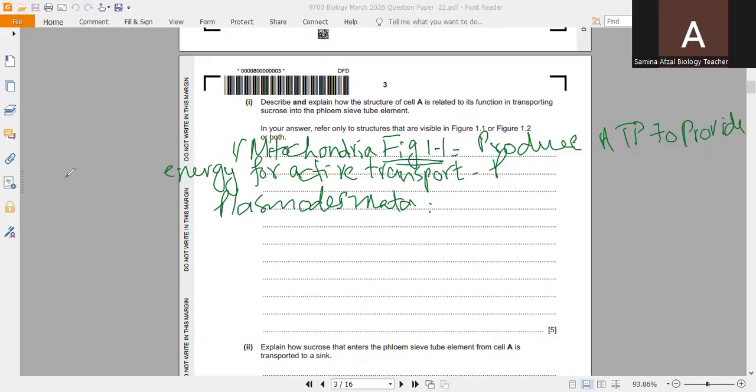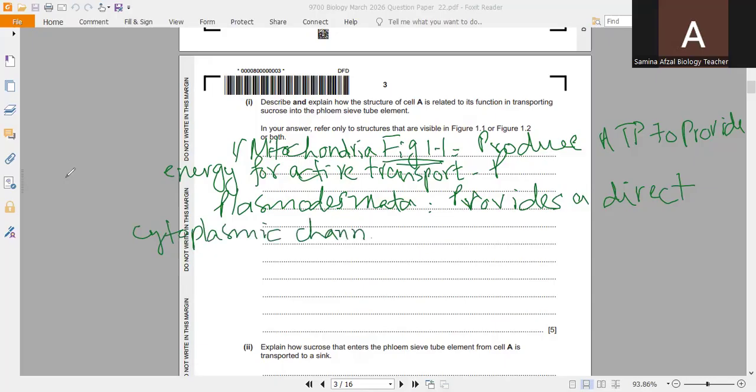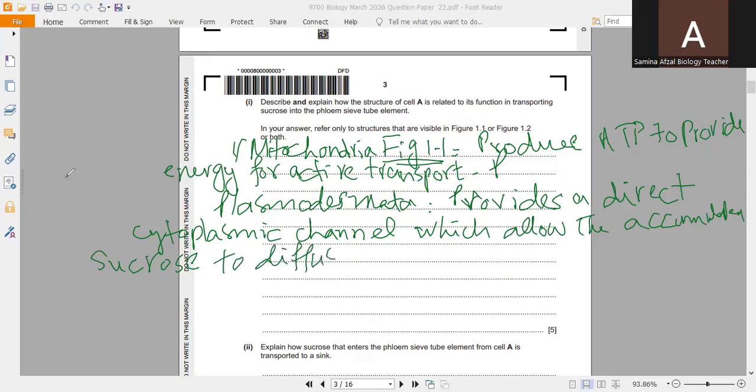That is, they provide a direct cytoplasmic channel which allows the accumulated sucrose to diffuse easily.